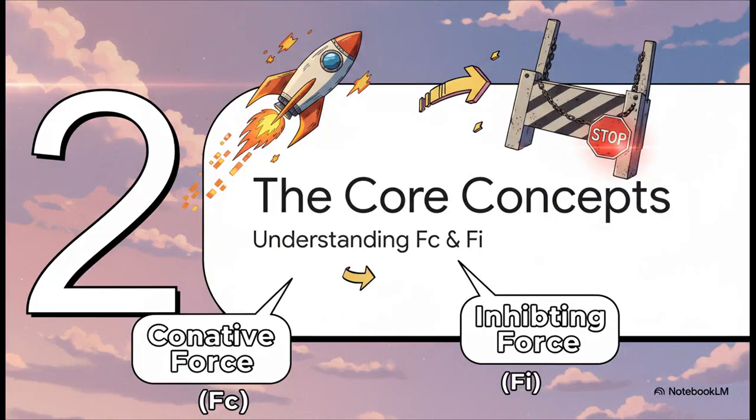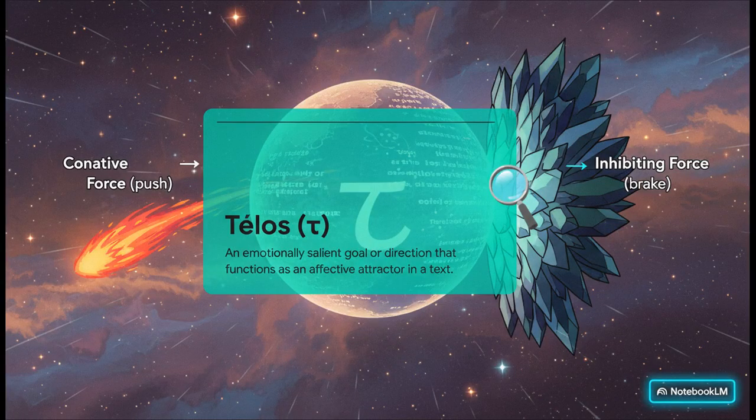Okay, let's get into the nitty-gritty. Think of these as the core tools in your toolkit. For every single text you look at, you're going to be measuring these two fundamental forces. Everything, and I mean everything, starts with the telos. The best way to think about it is like an emotional magnet inside the text. It's the central goal, the main objective that's pulling the whole argument in one specific direction.